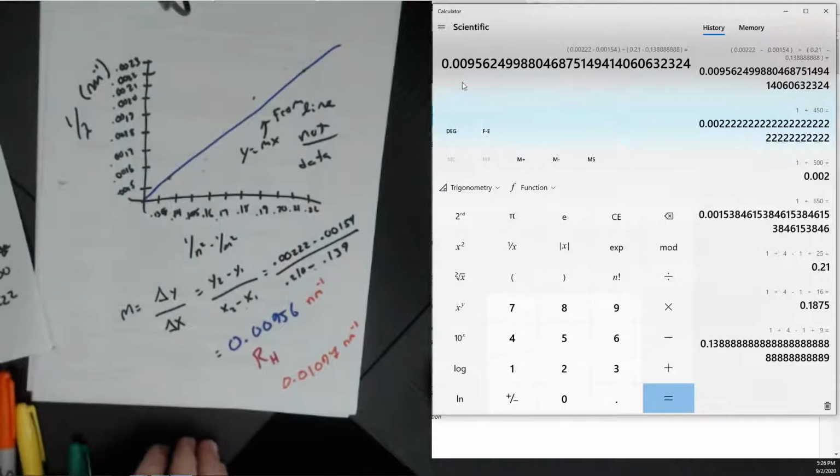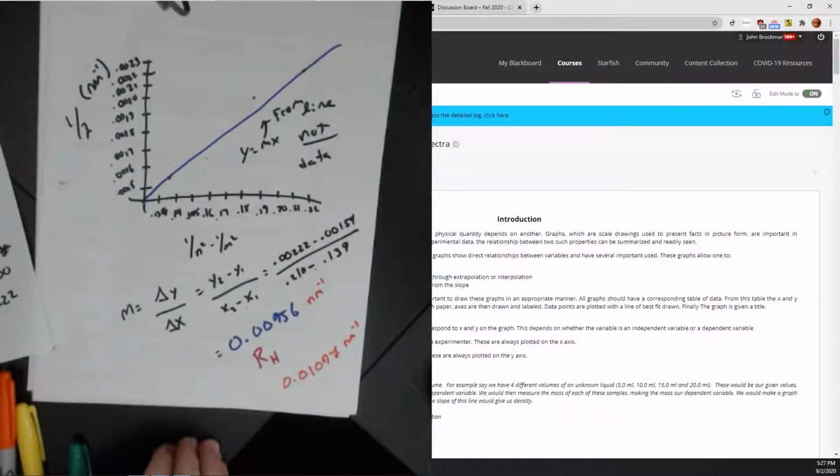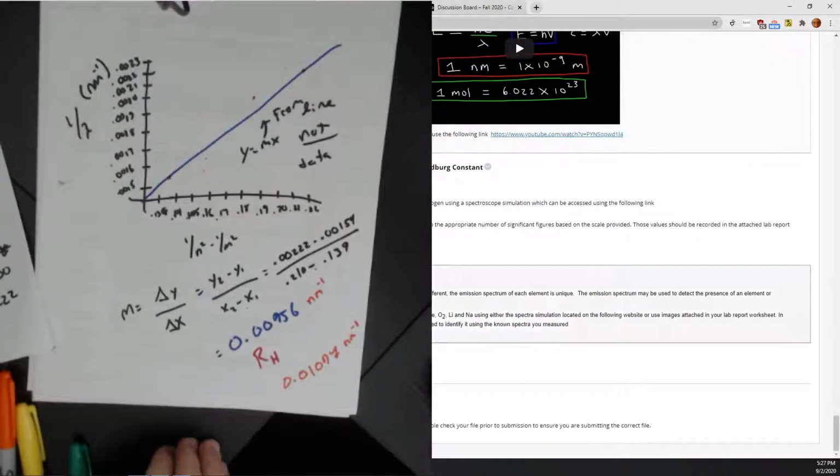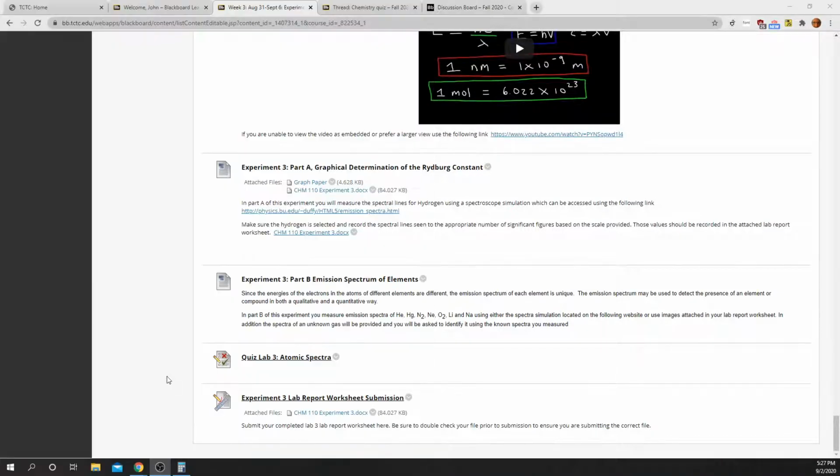All right, so that's the first part of the lab. The second part of the lab, you are going to be doing the other thing that you can do with spectra, okay? Namely, these emission spectra of elements.